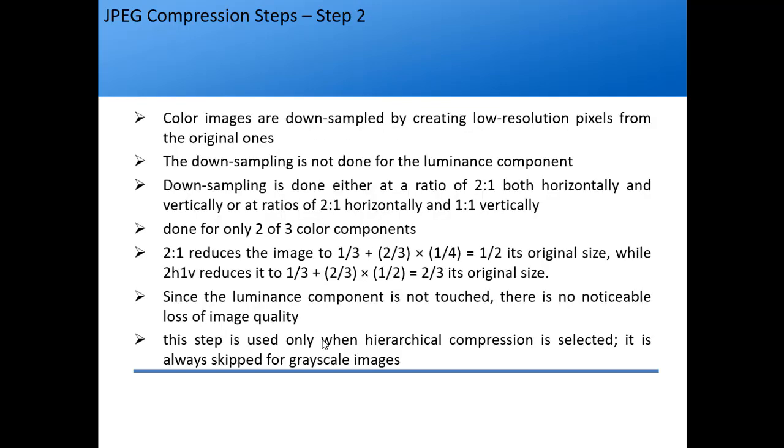Then we go to step 2. What does step 2 tell us? The color images are downsampled by creating low resolution pixels from the original ones. Now what is downsampling? You might have studied it in digital signal processing. I think it is there in your subject now, so you will study it there, and I will not go into those details. So we downsample by creating low resolution pixels from the original ones. The downsampling is not done again for the luminance component. Why?